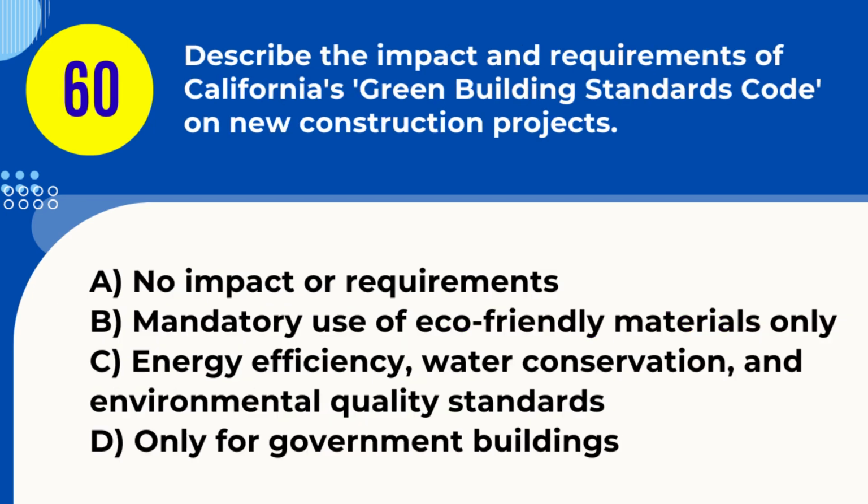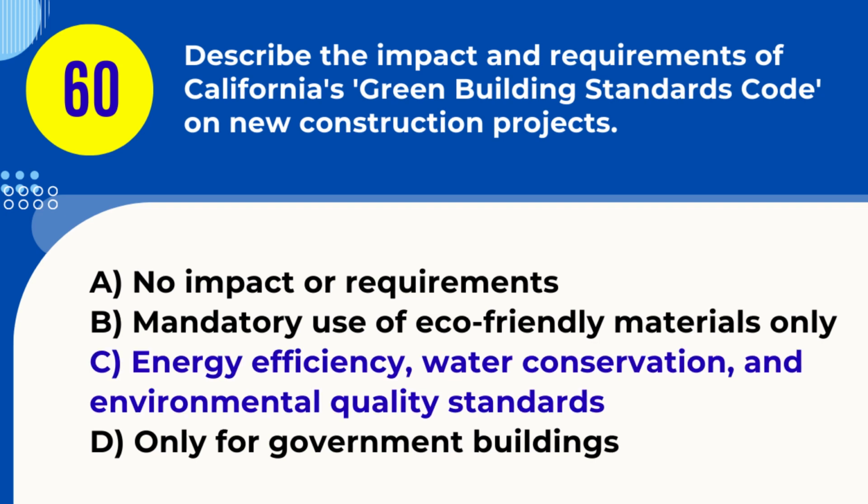Question 60. Describe the impact and requirements of California's Green Building Standards Code on new construction projects. A. No impact or requirements. B. Mandatory use of eco-friendly materials only. C. Energy efficiency, water conservation, and environmental quality standards. D. Only for government buildings.